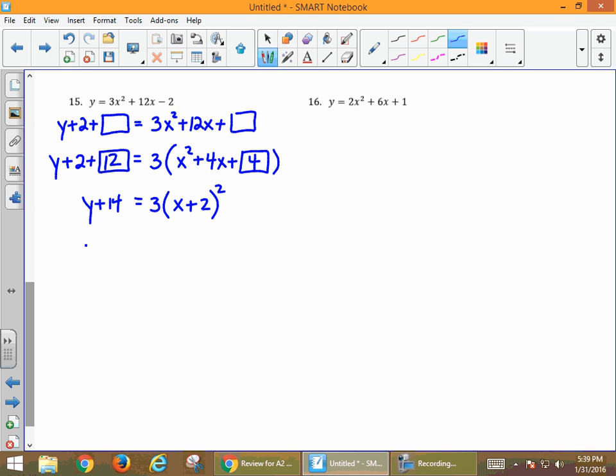Subtract 14 on both sides. Y equals 3, x plus 2 squared, minus 14. The vertex is negative 2, negative 14.